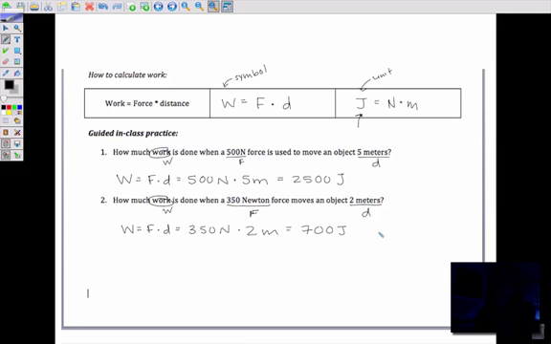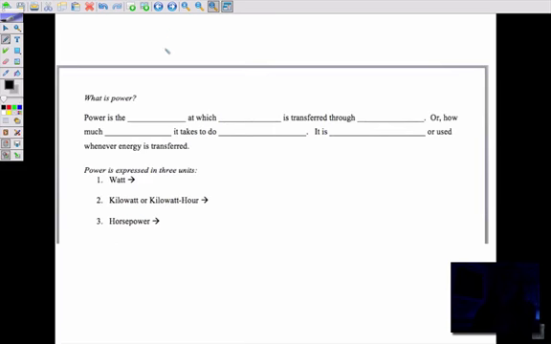Naturally, if you're doing work on an object and you're moving it across any distance, whether that's a millimeter or a mile, it's going to take some period of time, whether that's a millisecond or less or hours. And that brings us to power. Power is the rate at which energy is transferred through motion. Or, in more teenager-friendly terms, how much time it takes to do work.